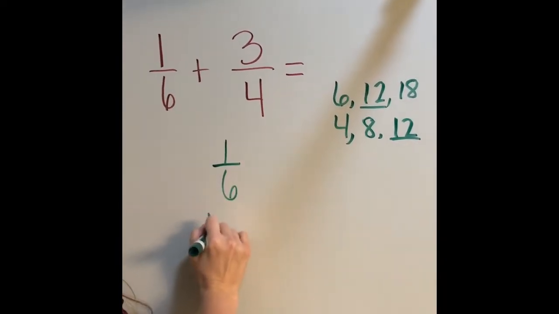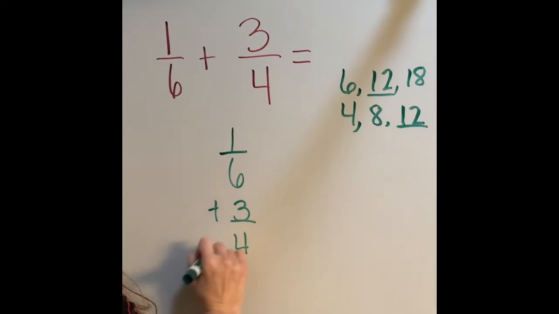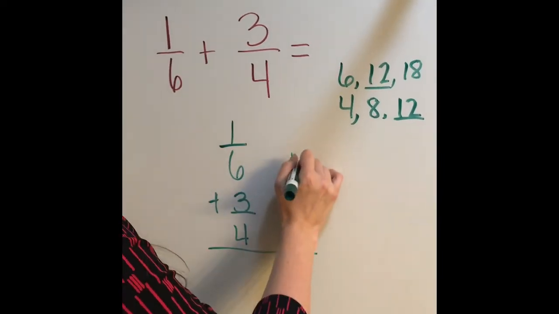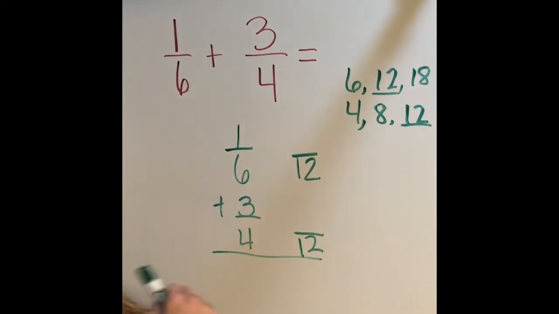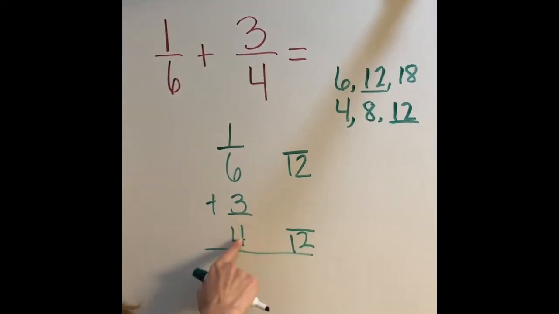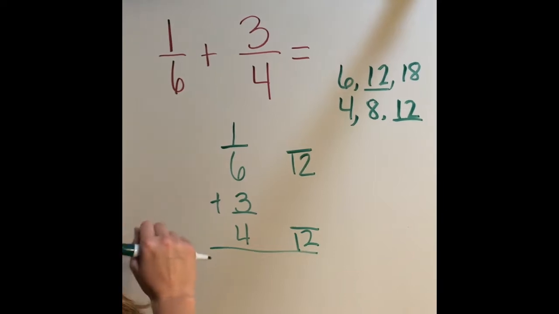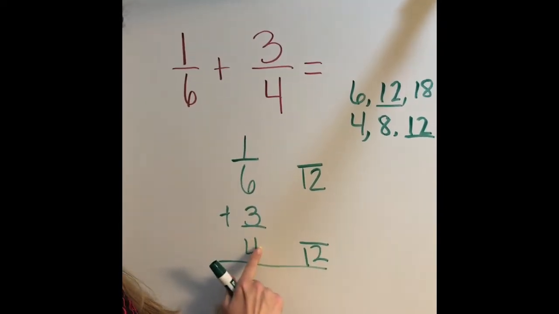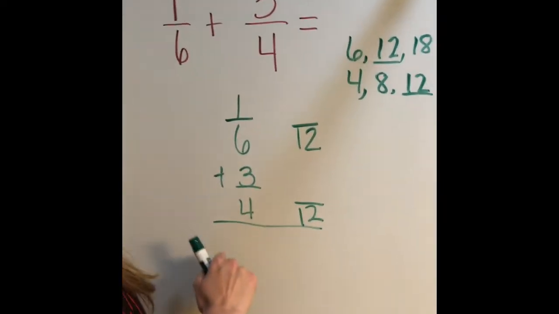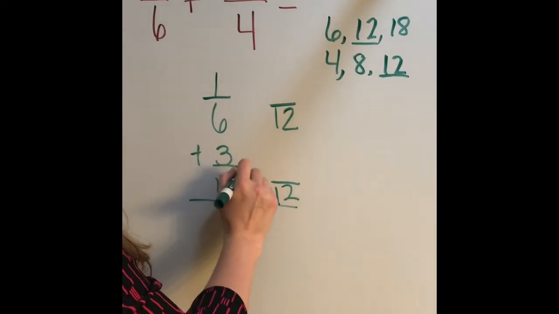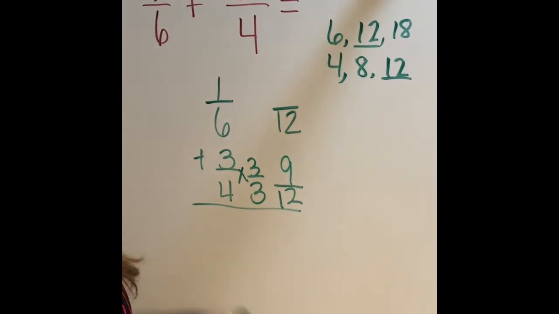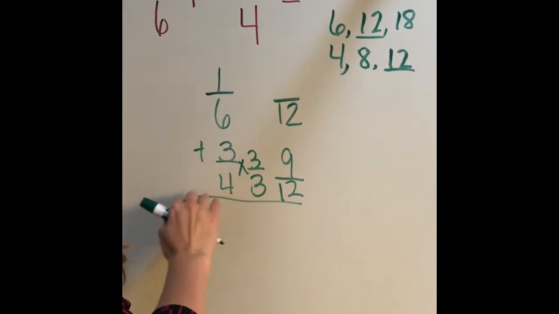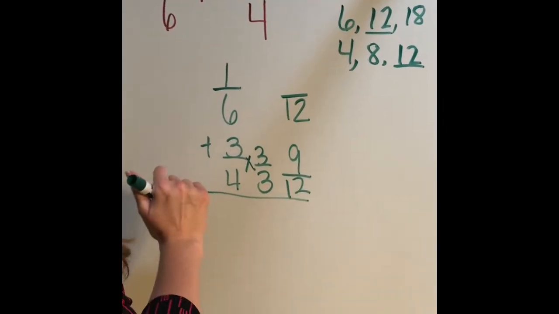So 1/6 plus 3/4. If I use 12 as my denominator, remember to create equivalent fractions. Whatever we do to the denominator, we have to do the same thing to the numerator. So 4 times what gives me 12? That would be 3. So I would multiply 3 times 3 to get 9. And remember, that's like multiplying by 1, so we know that we're keeping equivalent fractions.